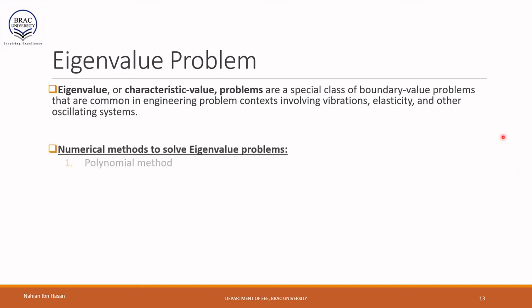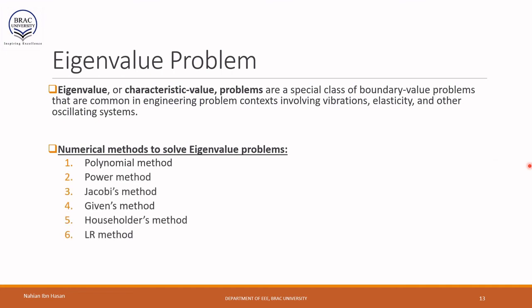So eigenvalue problems are a special kind of numerical problems. To solve an eigenvalue problem, we can apply the finite difference method, no problem in that. But we can also apply other methods like the polynomial method, power method, Jacobi method, Givens method, and also the Householder's method, Euler method, QR method. There are lots of methods for solving the eigenvalue problem.